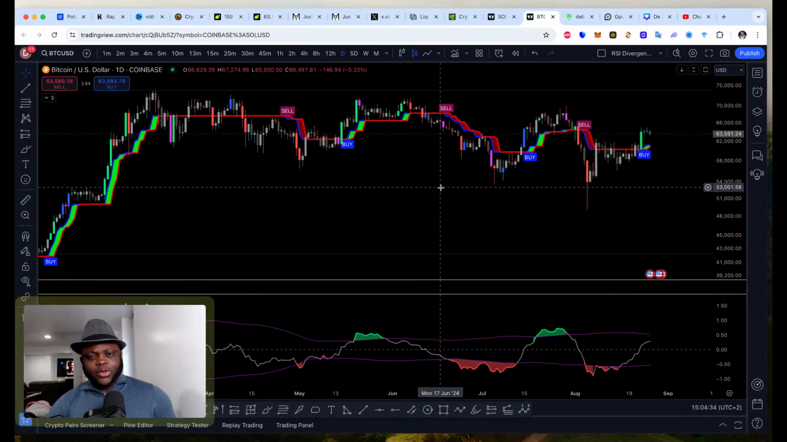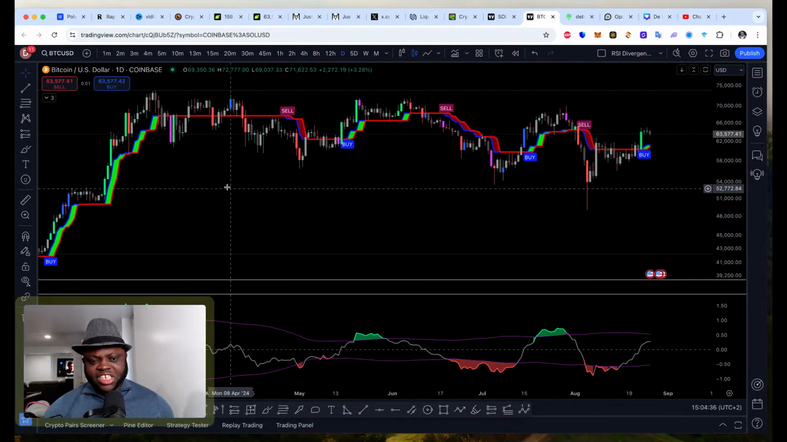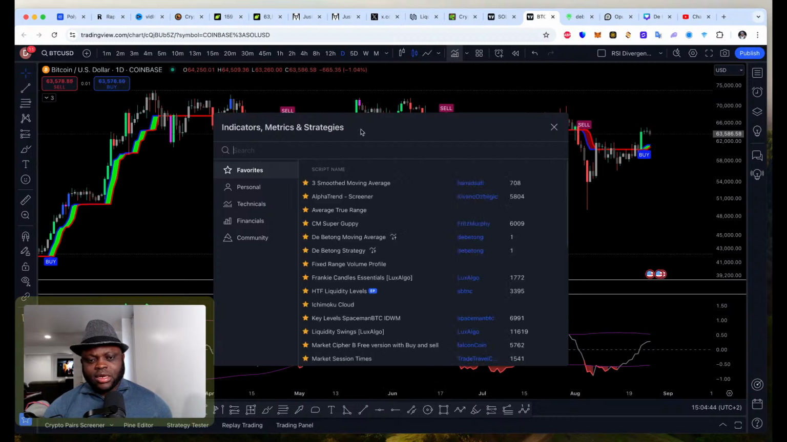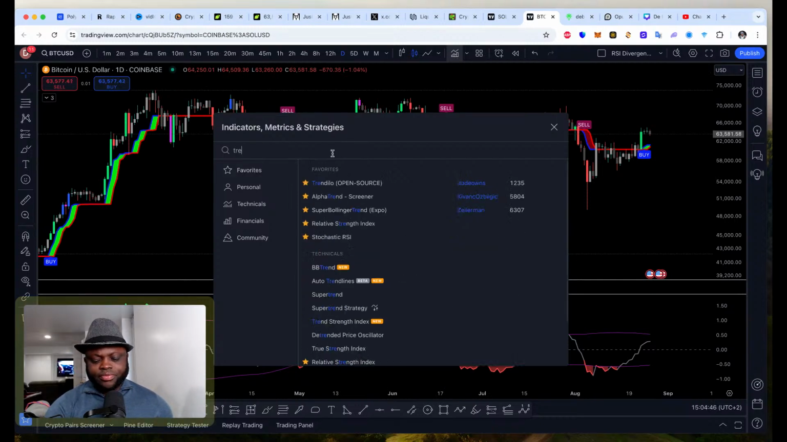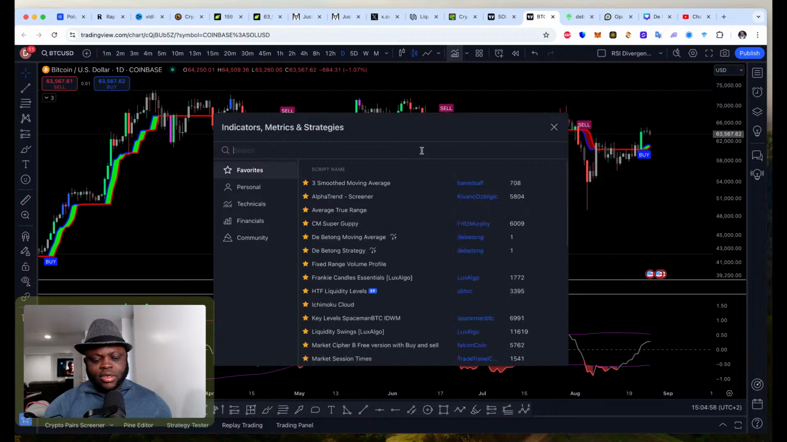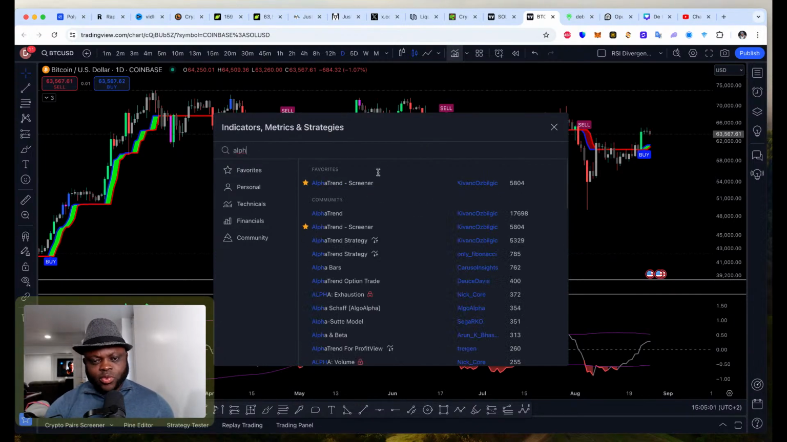Now we are back here. As I mentioned, I'm going to get this Trendilo and the Alpha Trend Screener. So go to the indicator tab, click on that, and search for Trendilo. The first one, Trendilo open source by Doot Doot owns that one. Then the second indicator you're going to get here is the Alpha Trend Screener, the first one, by KivancOzbilgic. That's the one you want to get.